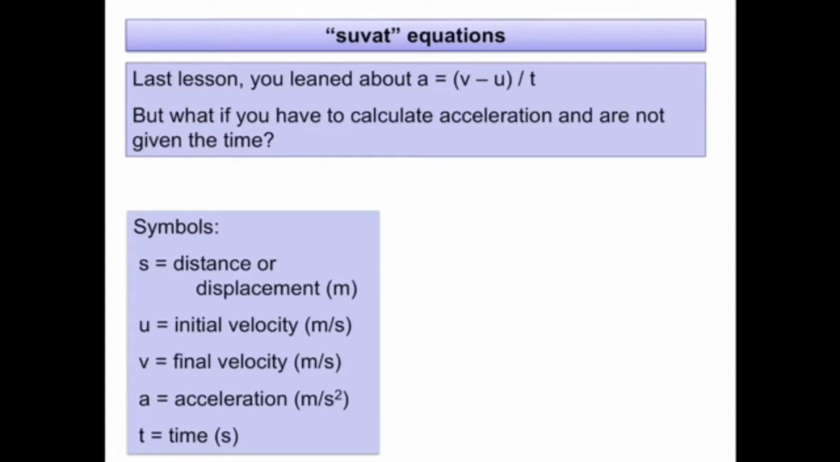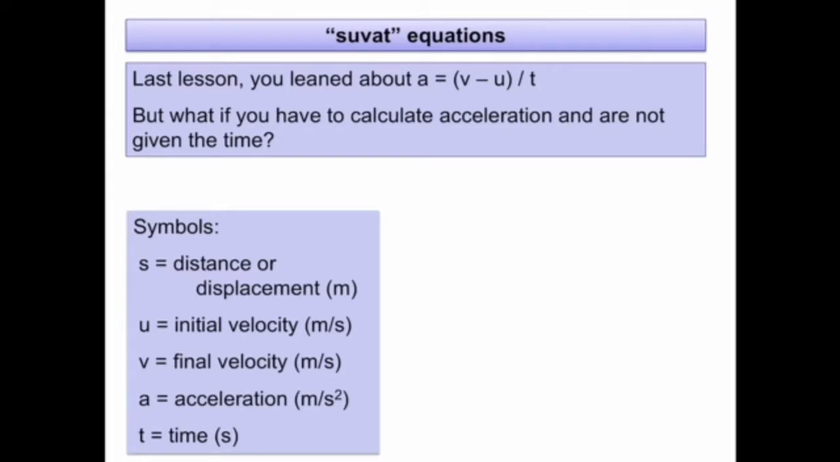Now, there are some equations in physics known as the suvat equations because S, U, V, A and T are the letters that stand for the quantities. Okay, so in the box there we've got symbols S for distance, U for initial velocity and V for final velocity, A for acceleration and T for time. We should be starting to get familiar with those already from the previous video.